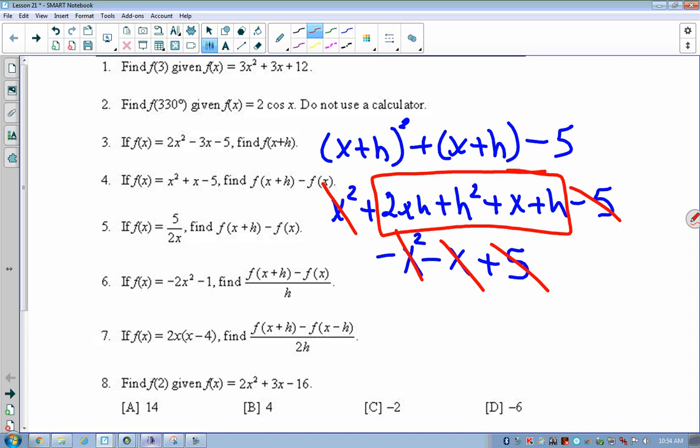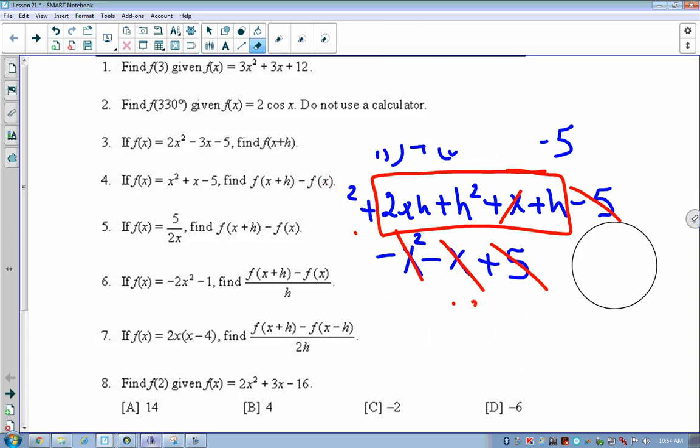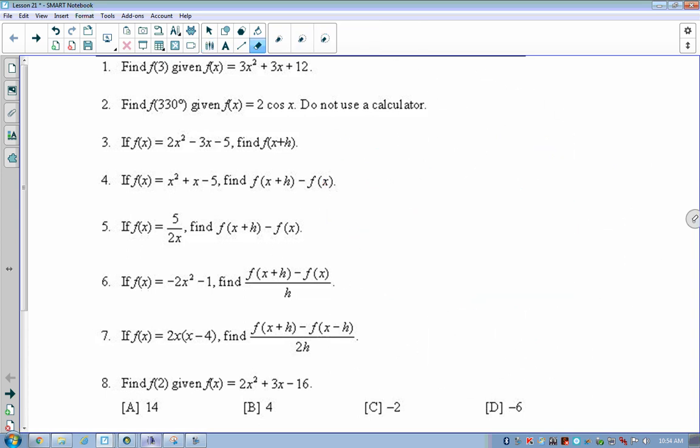Hold on, what was this? Was this number 4? Oh, I need to cancel out this x. That's right. So I should just get 2xh plus h squared plus h. Okay? You with me, Ashley? Okay. It would have been helpful if I'd drawn it all out as one single line. It didn't help that it was on 2 different lines.